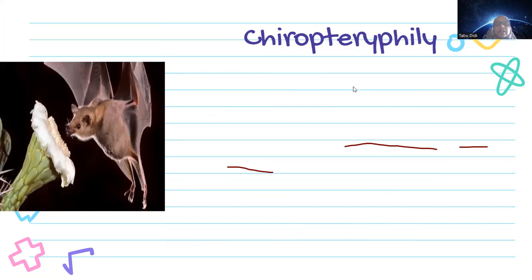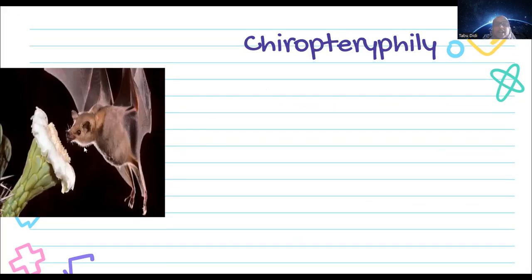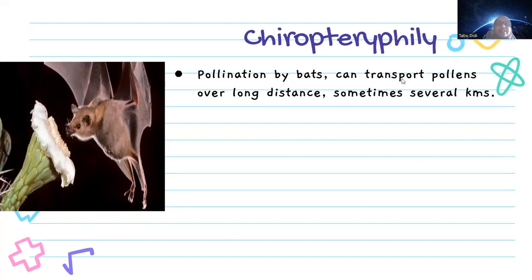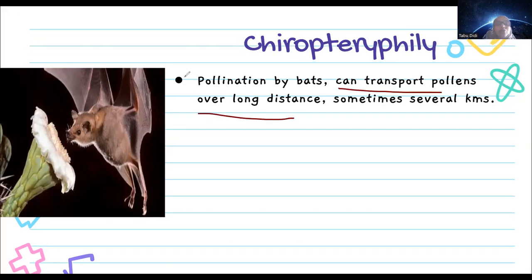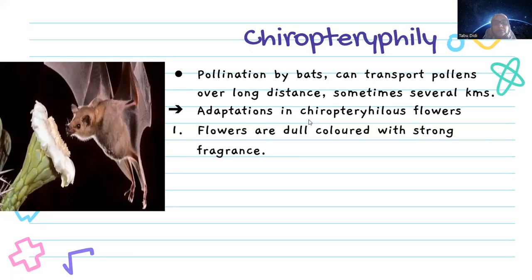Yeah. Next type is chiropterophily. You can look at the picture and have a guess. Pollination through bats. So bats are also responsible for carrying out pollination, and one plus point is that they can transfer pollen grains over a larger distance, sometimes several kilometers. So imagine one plant species in one area and another plant species in some other area can be pollinated with the help of such animals.